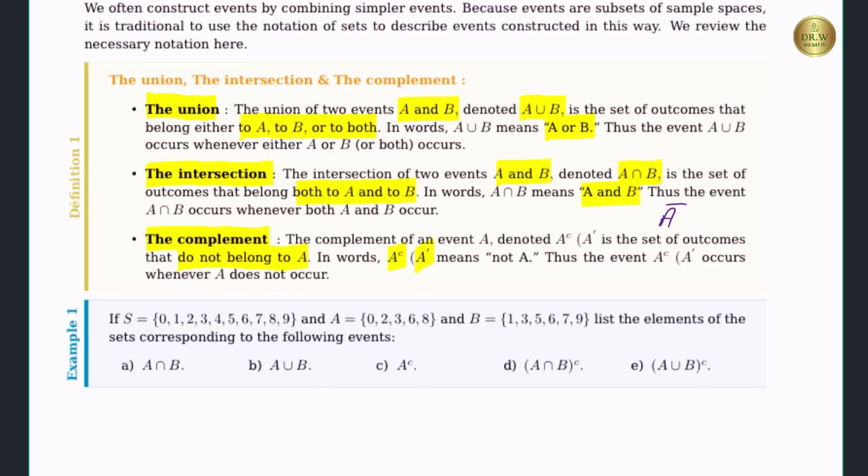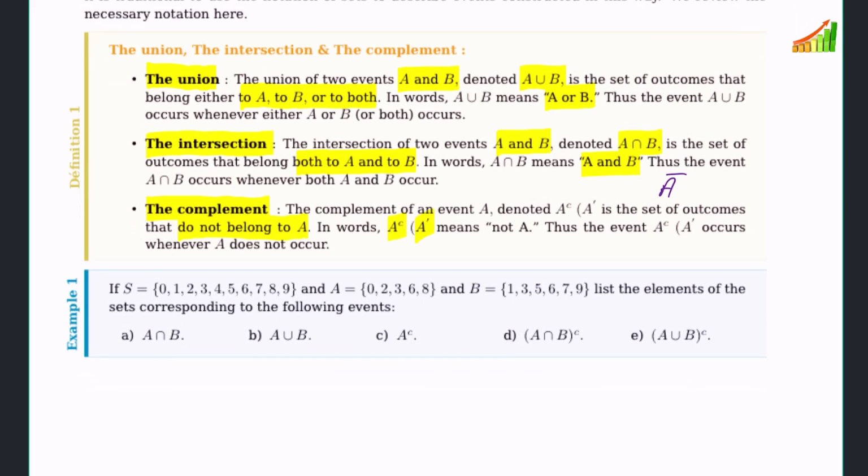Example number 1. Here we have the sample space S and two events A and B. First one, asking for A intersection B. What is A intersection B? We can write A and B. That is the elements in both A and B. That means the common elements. What are the common elements of A and B?